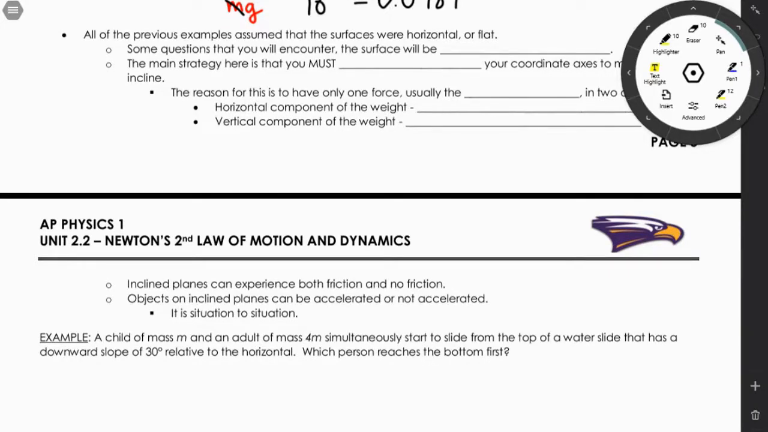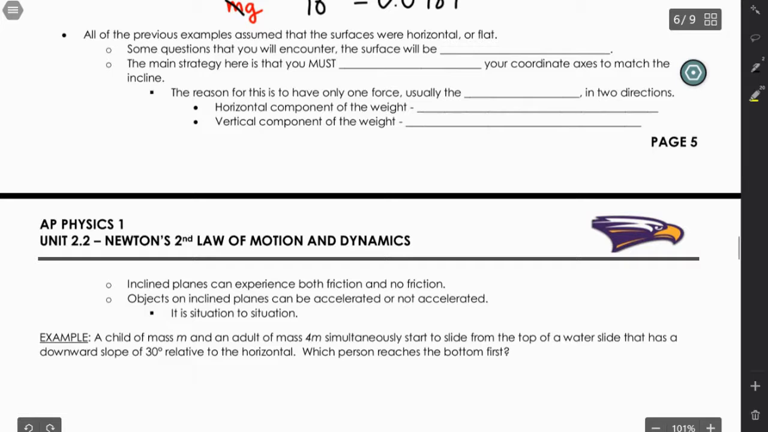Okay, so these problems are going to be the last of our surface questions, or looking specifically at surfaces. All the previous questions assumed that our surface was horizontal or flat, a table, ground, and so forth. Now sometimes you're going to encounter a surface that will be inclined, right? And so it'll be a ramp. We call these inclined plane problems.